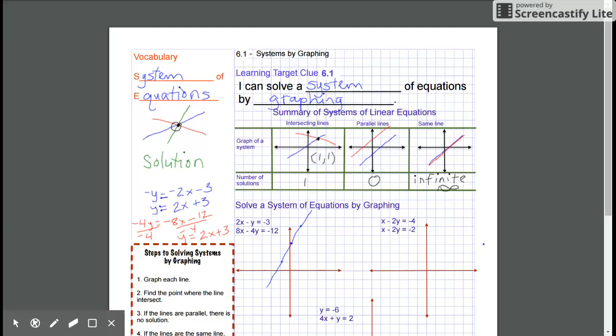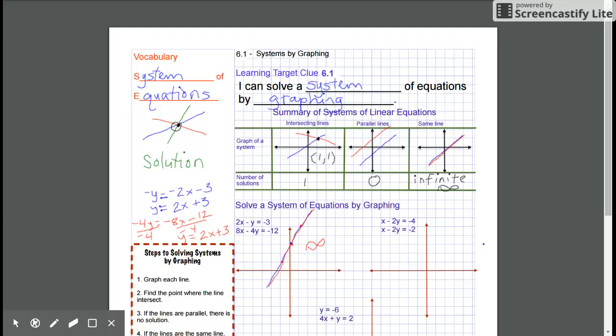I'm going to go up 3, put my y-intercept there. I'm going to go up 2 over 1, and down 2, back 1. And again, you can see that my line is the same line. So in this situation, I have an infinite number of solutions, because they are really the same line.